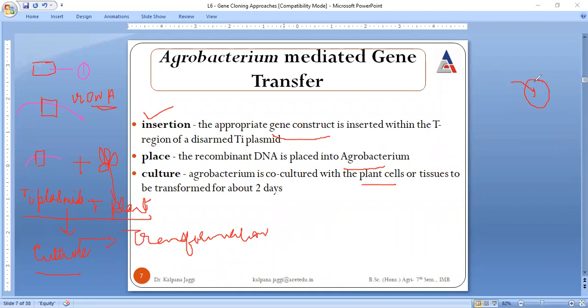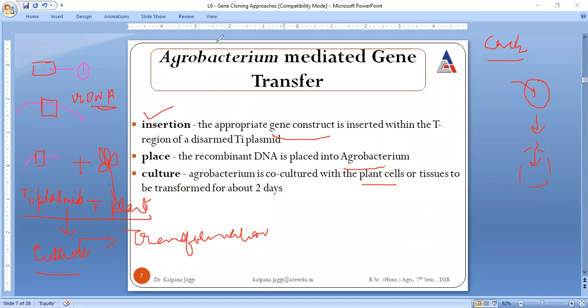So what we are doing, we are culturing it together, and in the transformation, as we all know, we are going for calcium chloride treatment, ice cold. The calcium chloride specifically binds the DNA to its surface and also creates the pores, and once there is the creation of the pores in the cell wall, the DNA can easily penetrate into the nucleus of the plant cell, and this is how agrobacterium mediated gene transfer takes place.